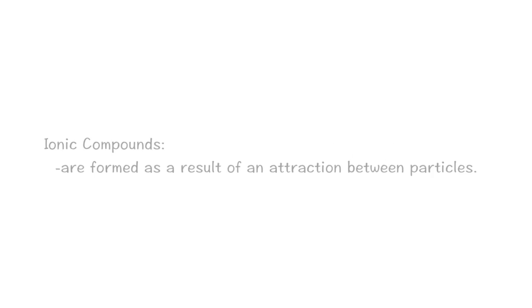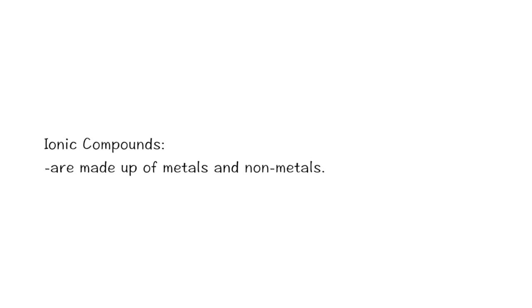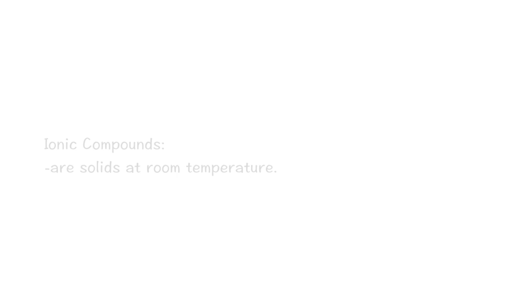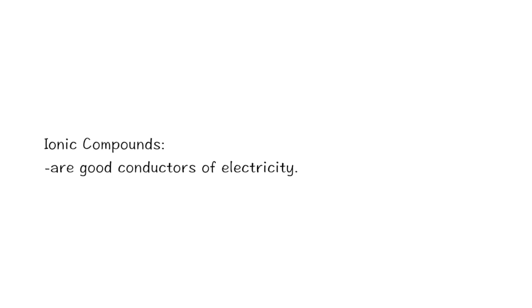So let's review the properties of ionic compounds. The first is that ionic compounds are formed as a result of an attraction between particles. They are made up of metals and nonmetals, are solids at room temperature, are good conductors of electricity, and lastly, they have a crystal shape.